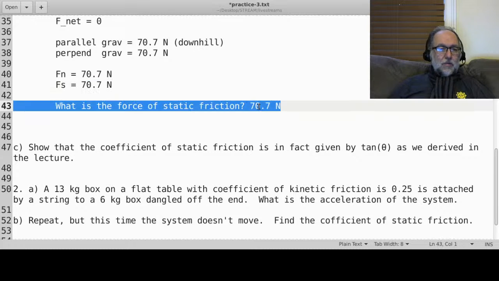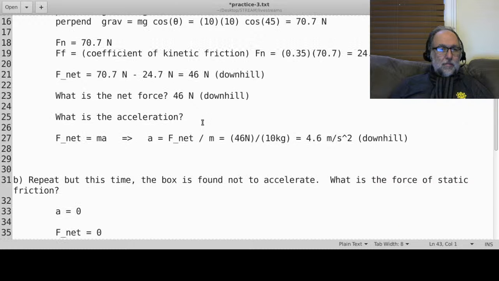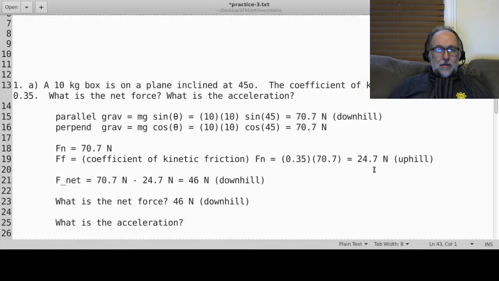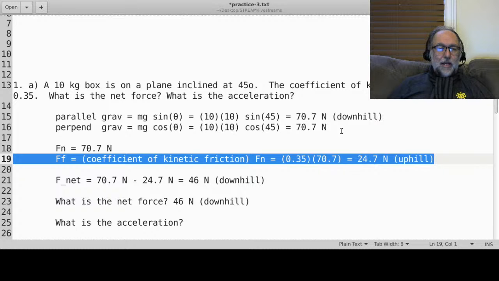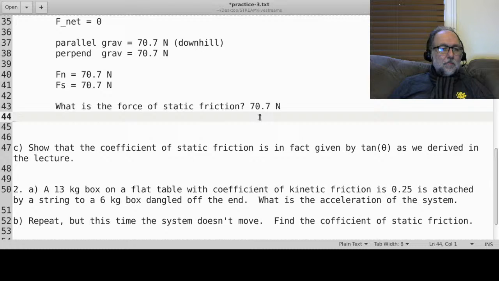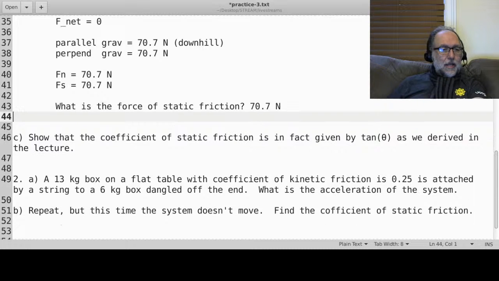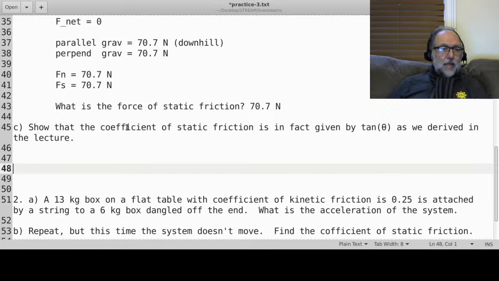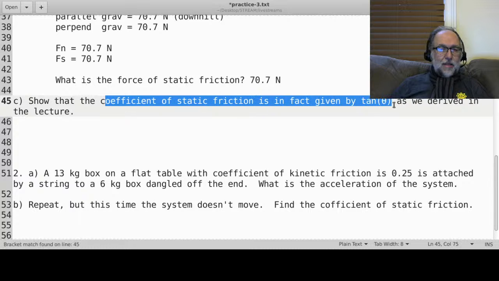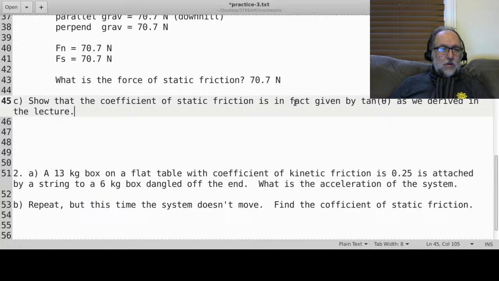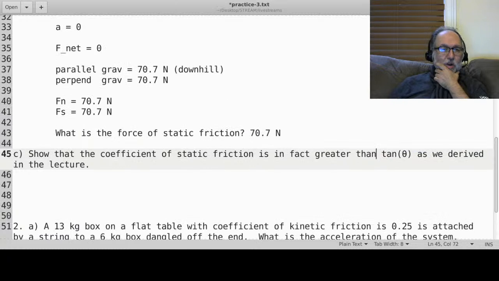Just to compare, it was 70.7 newtons for static friction, but it was only 24.7 if it were kinetic friction. All right, so that answers that one. Now I say, show that the coefficient of static friction is given by, actually that's not the right way to say it. It is not given by, but is greater than the tangent of theta, as we derived in lecture.